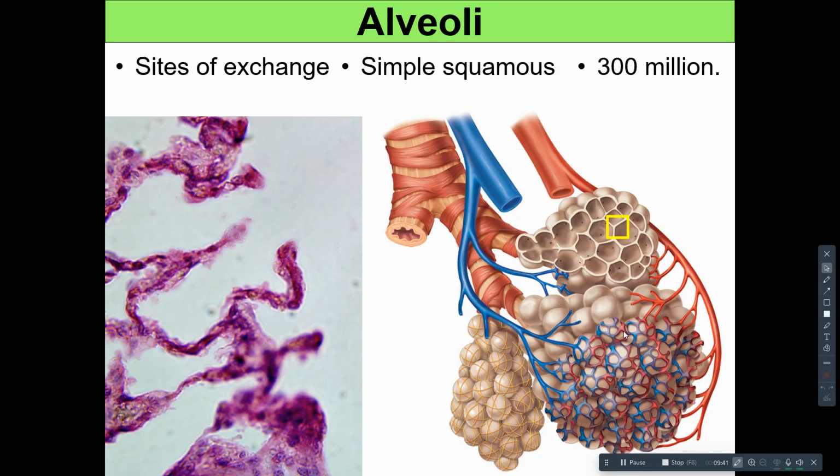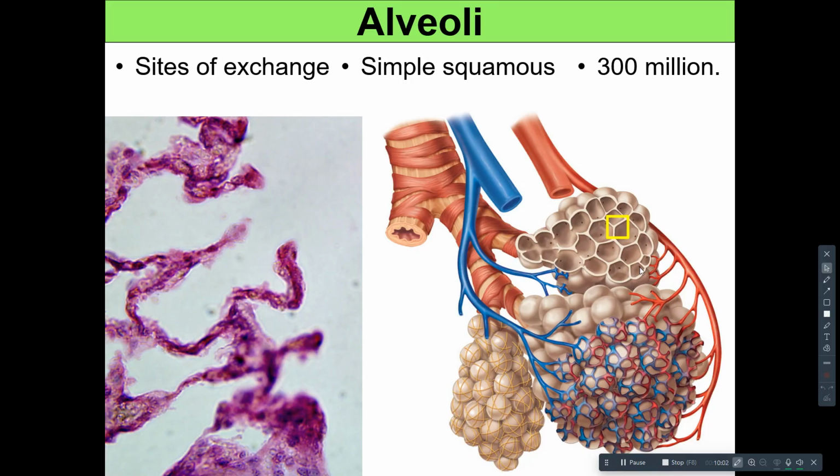So all my alveoli will be covered in capillaries. All my alveoli will also be covered in elastic fibers. So when we breathe in, these elastic fibers stretch, and their recoil is going to be one of the prime things that moves air out.